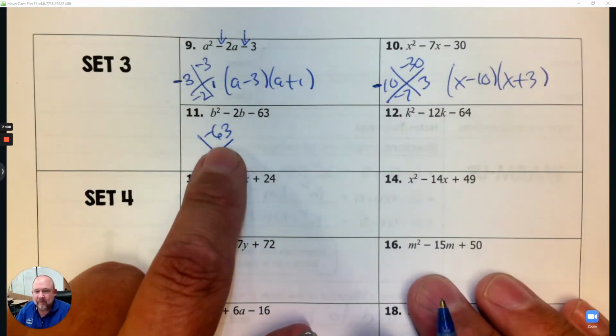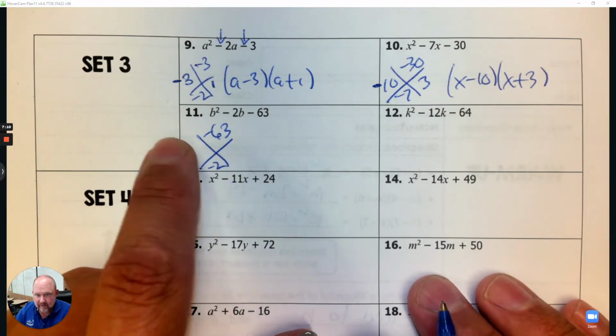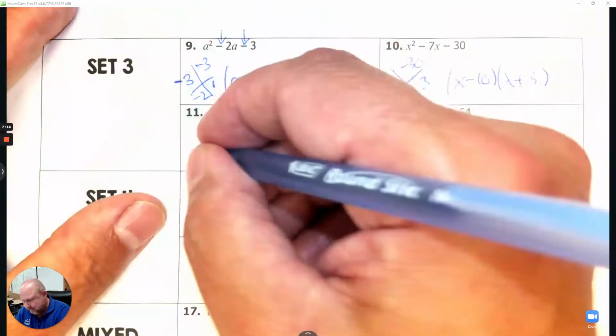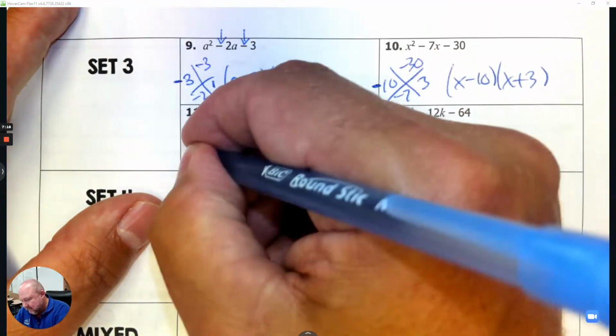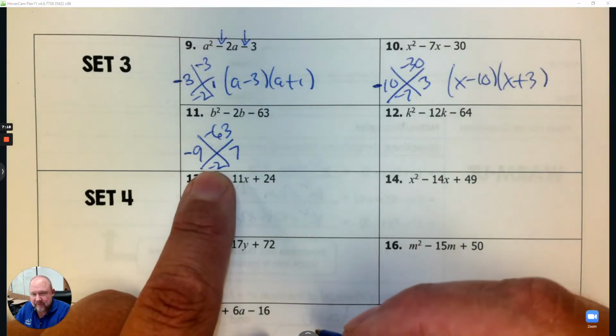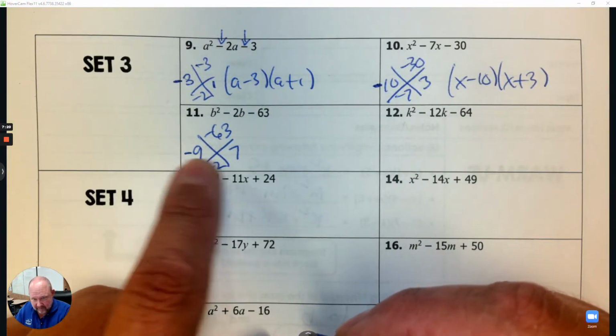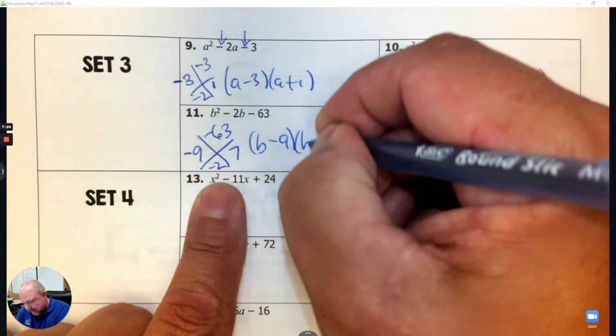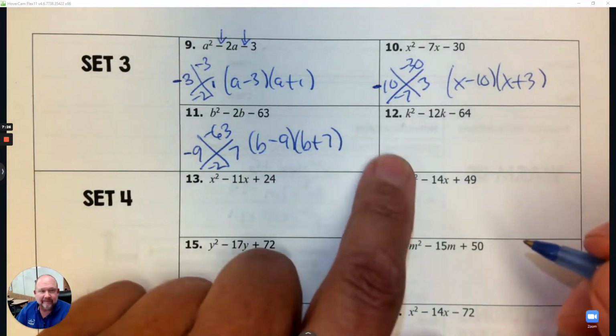So two numbers that multiply to 63, and the same two numbers subtract to 2. What are the two numbers that fit? So that's 9 and 7. And because this number is negative, the bigger number is going to be negative, so they do add up to negative 2. So then we subtract 9 and add 7.